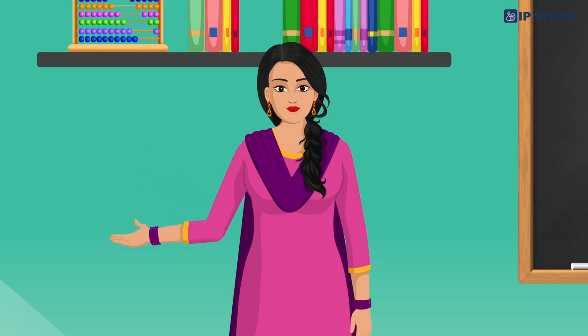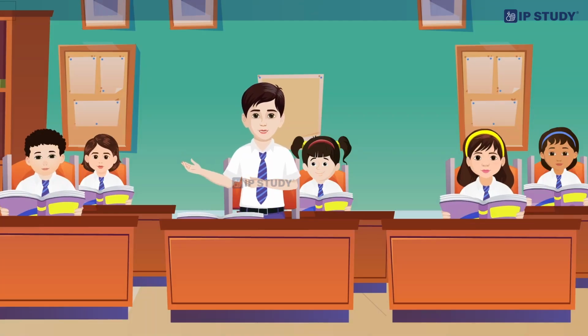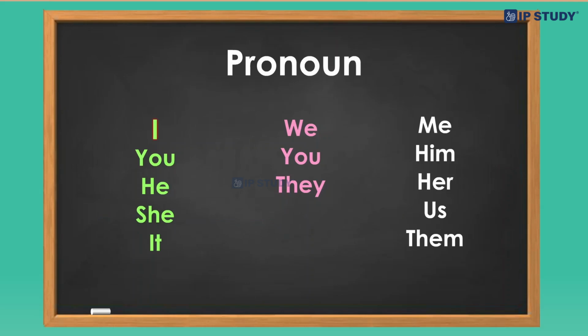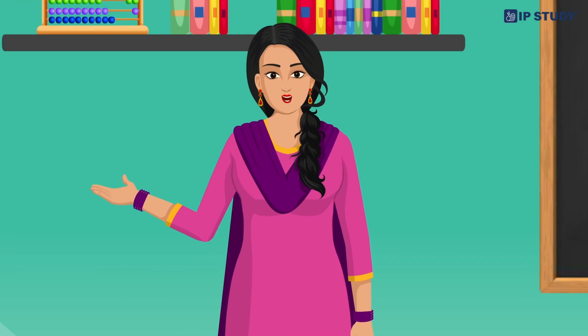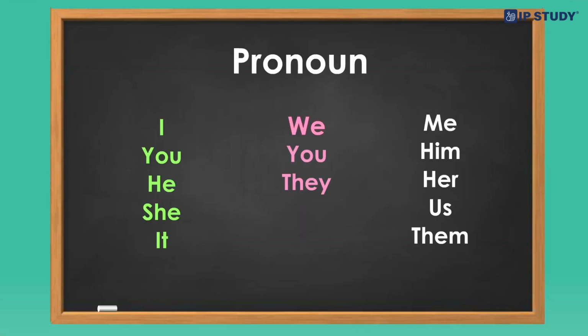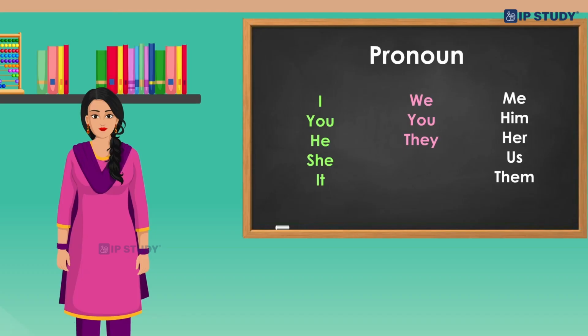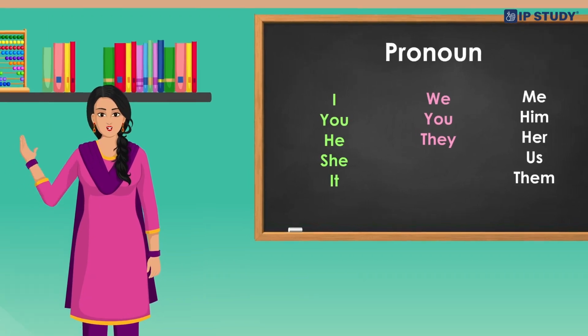You used pronouns correctly. We use pronouns so that we do not have to repeat the same noun we are talking about. But how do we know that we are using it correctly? I, you, he, she, and it are used in place of singular nouns, and we, you, and they are used in place of plural nouns.